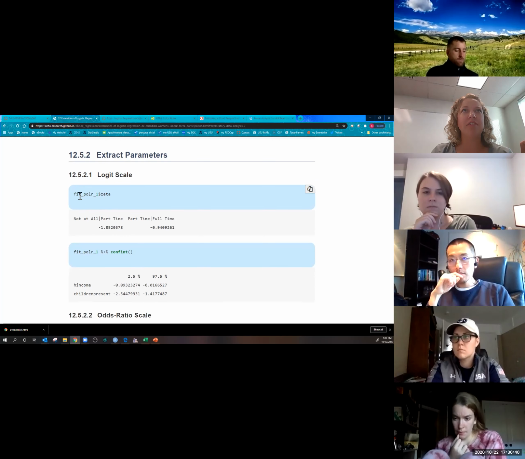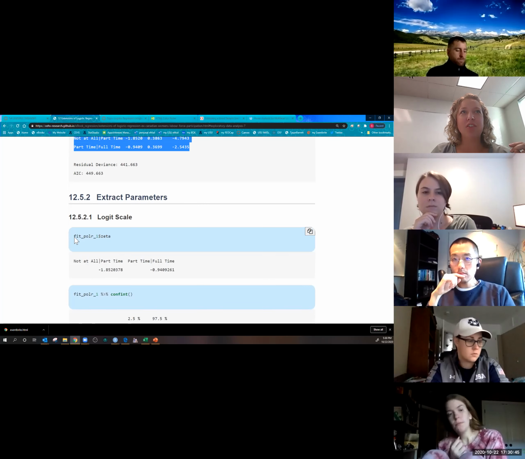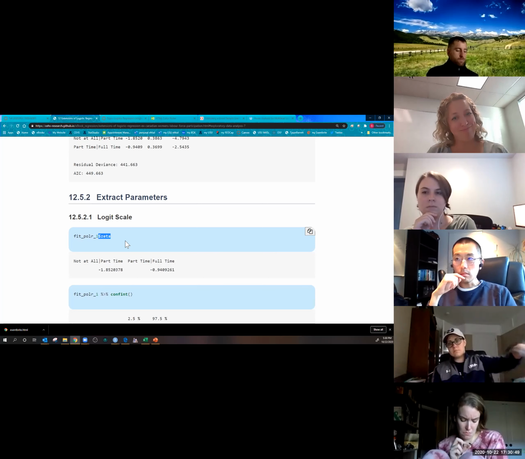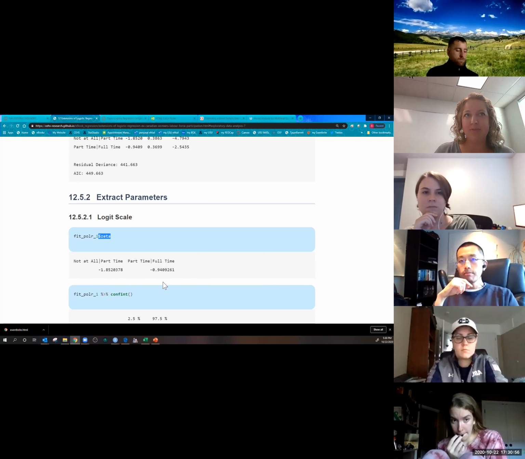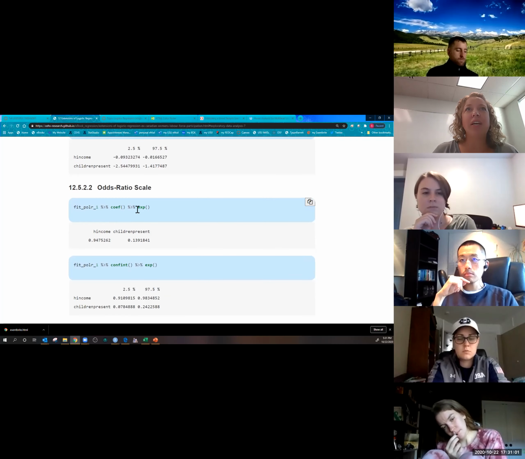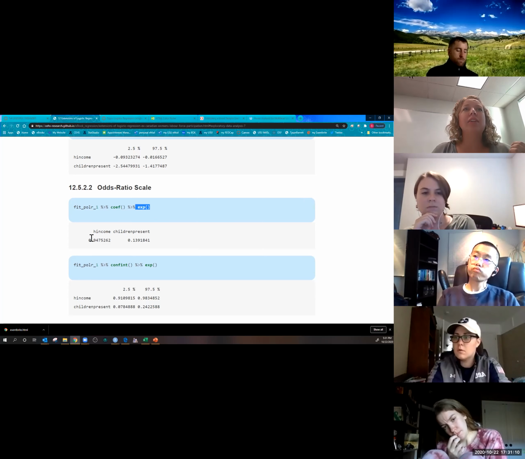To extract just these intercept cutoffs, we have to do the name of the model and then dollar sign zeta. The package people decided to call it that. And that will pull out just those cutoffs. And we can get confidence intervals for them. And if we say coefficients, it'll give us the coefficients for the predictor variables, which we can then exponentiate. So these are the exponentiated coefficients.